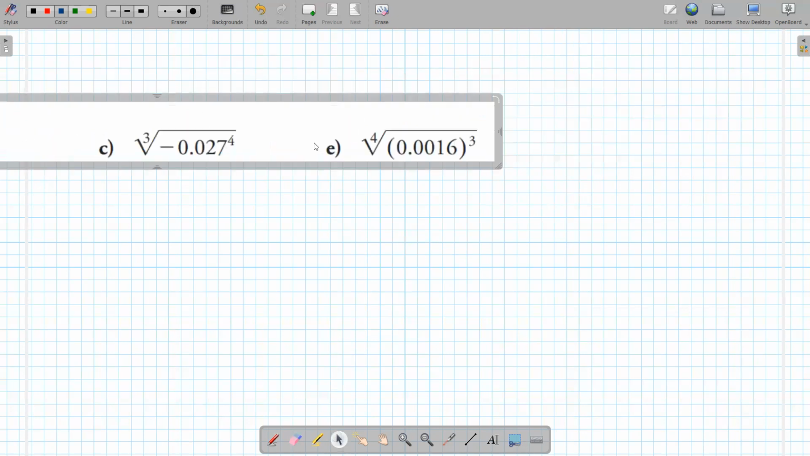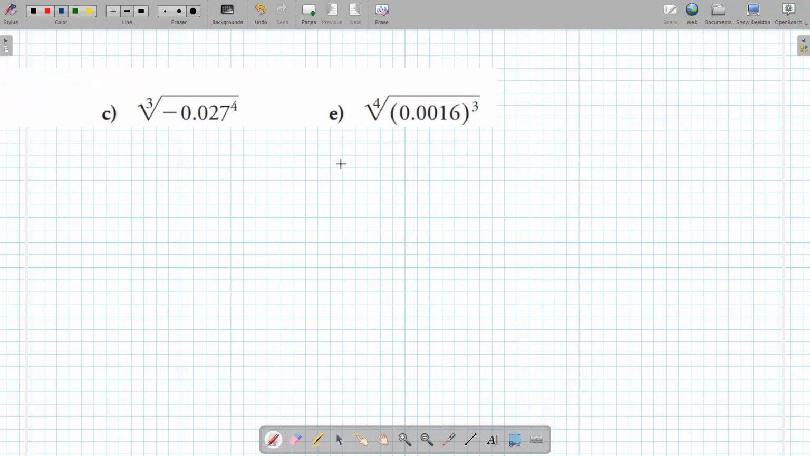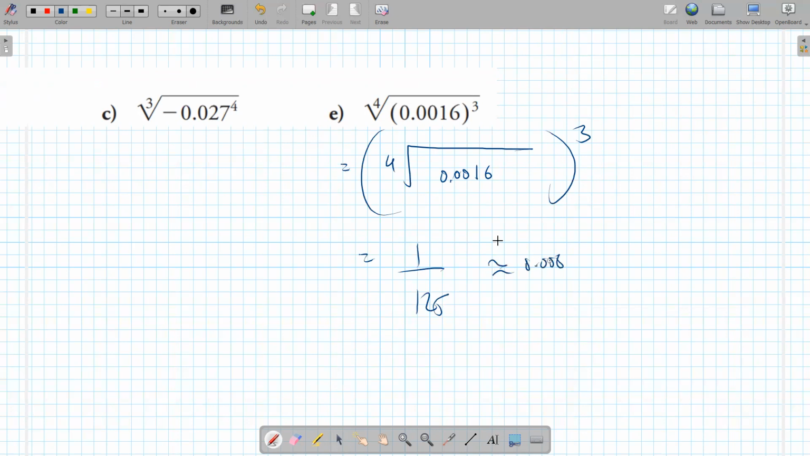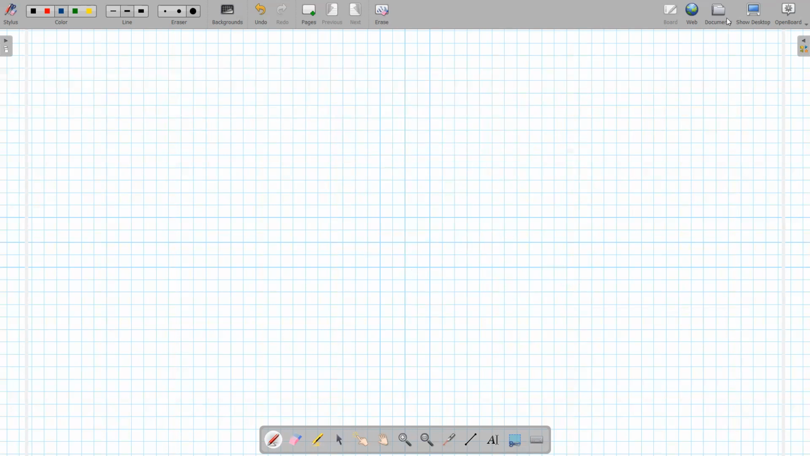Sometimes they try to trick you. E doesn't have that problem though. E you can do both ways. You can take the 4th root of this first, 0.0016, and you can cube it. They'll both give you the same answer. So 0.0016 to the power of 1 divided by 4 to the power of 3. The answer is 1 over 125, or 0.008. So for E, it doesn't matter which one you do first because there's no negative sign.